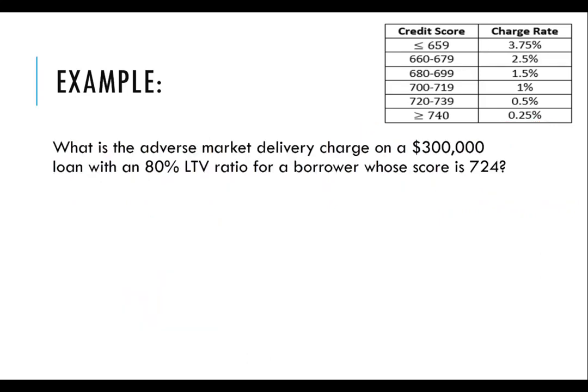Now we want to know what is the adverse market delivery charge on a $300,000 loan with an 80% LTV ratio for a borrower whose score is 724. Two ways you can do this. You can look at that piecewise defined function that we just made and you can answer the question immediately. We've already calculated all those values. Or you could calculate it again. If the score is 724, that is in this one, and we have a rate of 0.5% or 0.005 times the $300,000, and that's going to give me a value of $1,500. But that matches exactly what we just found in the previous piecewise defined function.